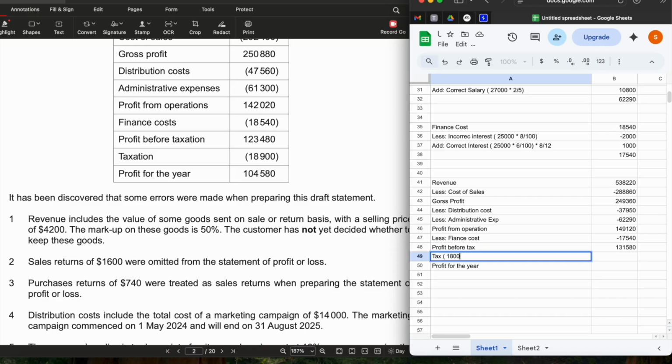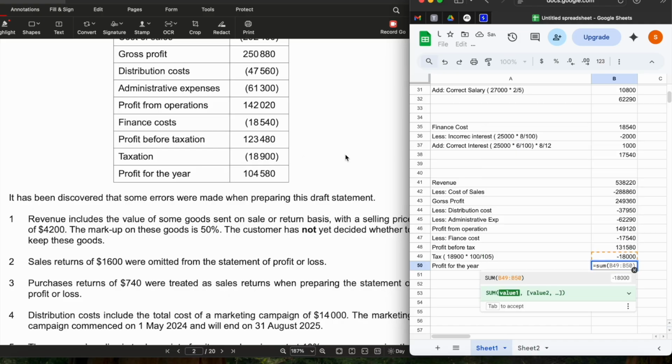18,900 is the total tax amount. Out of this, how much is 100%? Because this amount is 105% of the overall tax, that is 5% more than what is supposed to be. What is supposed to be is 100%, and the 5% more we added out here. If you calculate this amount, then we will get 18,000. So minus 18,000, and finally we have profit for the year.